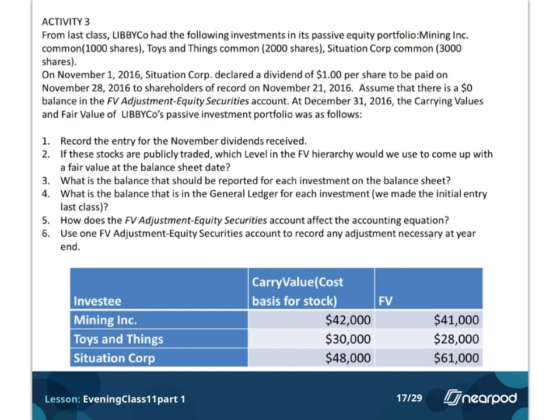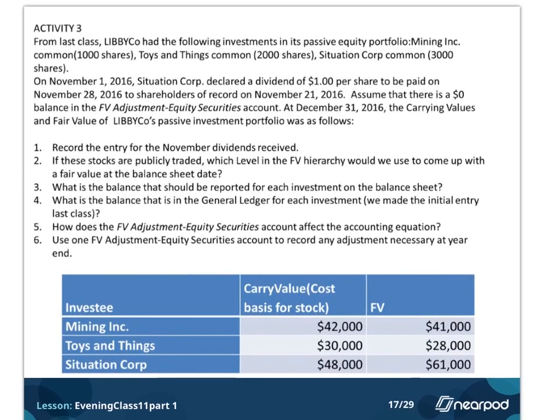All right, so the next activity is looking at the end of the year and looking at what has happened with those passive equity investments. And we have some information about what has happened during the year. And so we see that there was a dividend declared, $1 a share by Situation Corp. And we had 3,000 shares. And then we also had information that there's nothing in the fair value adjustment equity securities account.